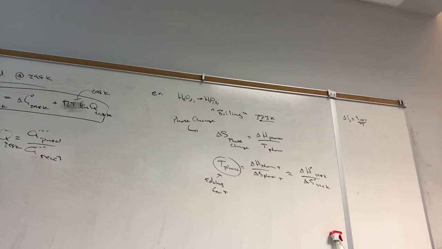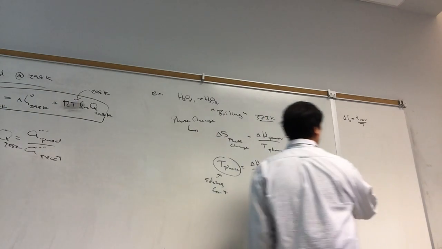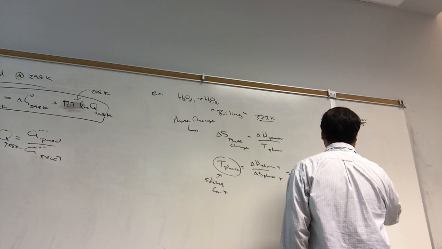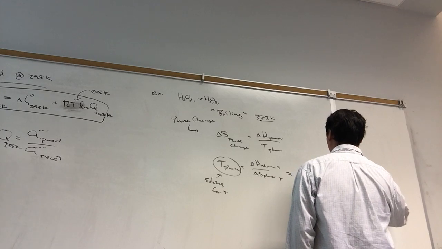Well, it's going to be very close. All right, so what is delta H? Delta H is the product, at 1 bar of pressure, minus the reactant. So it's going to be minus 241.8 minus a minus 285.8, which is going to give us 44.0. So this is 44.0 kilojoules per mole.